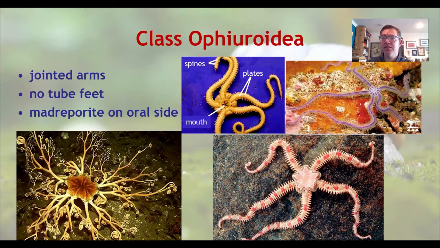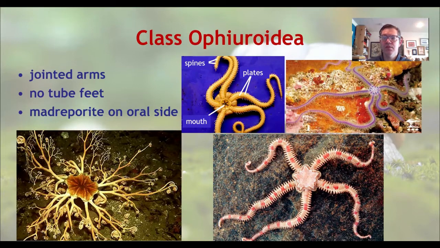These animals look like sea stars, but they have jointed arms, which allows them to move a lot faster. They lack tube feet, and the madreporite is on the oral side instead of the aboral side, meaning the madreporite is on the same side as what? Some brittle stars like these are filter feeders.